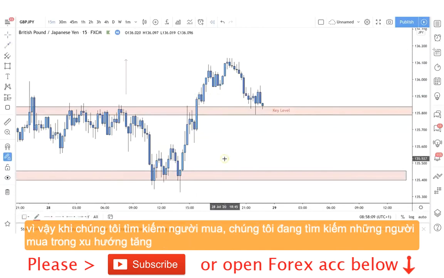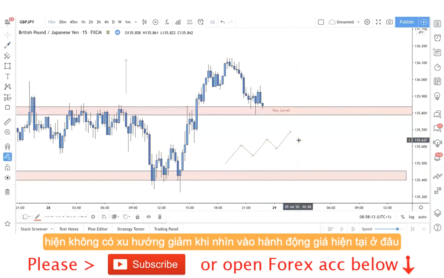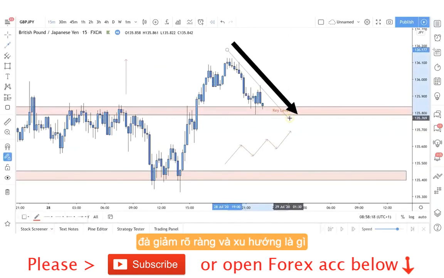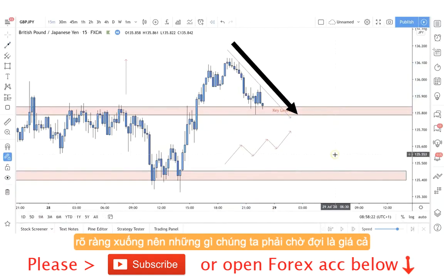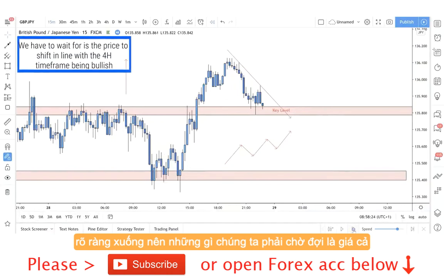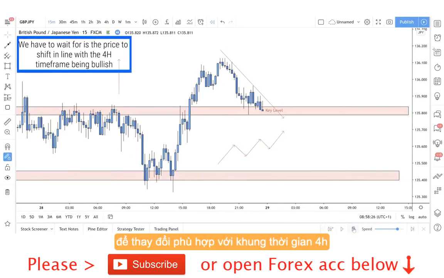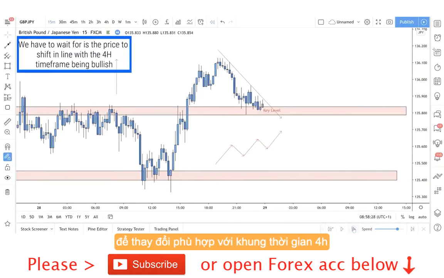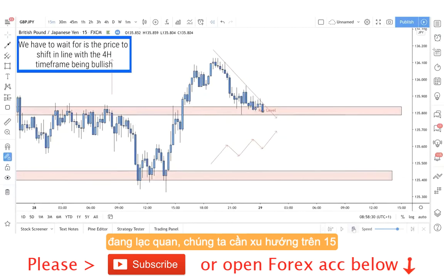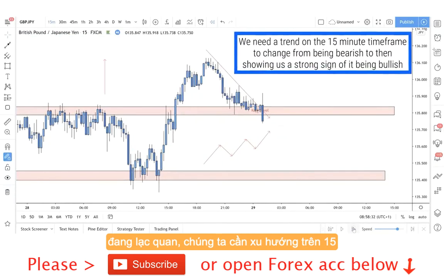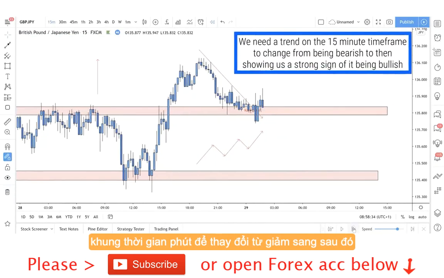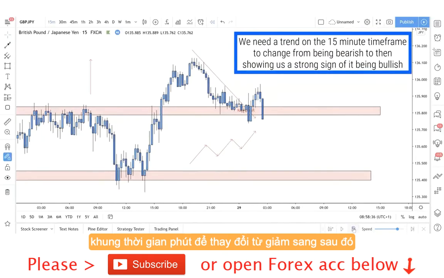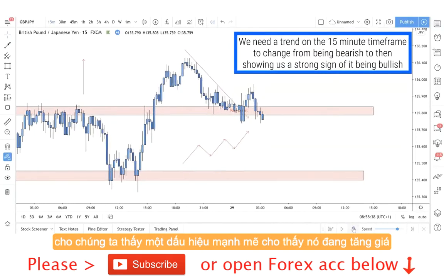So when we're looking for buys, we are looking for buys in an uptrend, not in a downtrend. At the moment, looking at current price action, where is the momentum? Clearly down. And what is the trend? Clearly down. So what we have to wait for is for price to shift in line with the 4H time frame being bullish. We need the trend on the 15-minute time frame to change from being bearish to then showing us a strong sign of it being bullish.